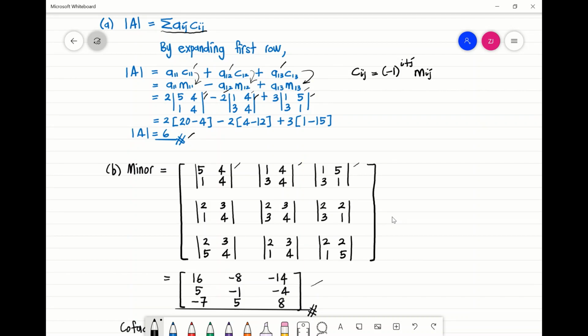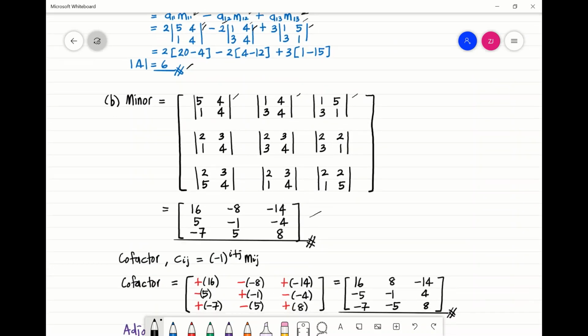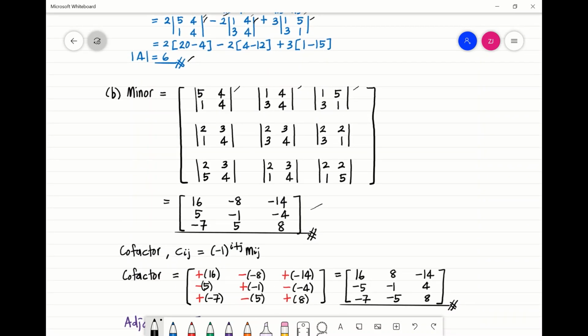Then how to get the cofactor? Again, the cofactor is simply the plus, minus, plus pattern, from the formula just now. We put all the plus, minus, plus symbols and we bring down all the elements in this minor matrix. We will get this answer. So that is the cofactor matrix.